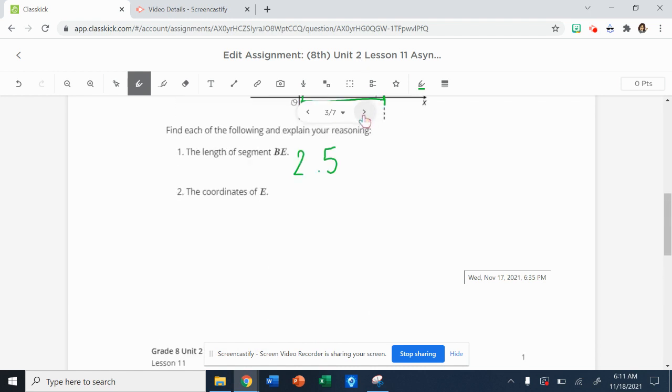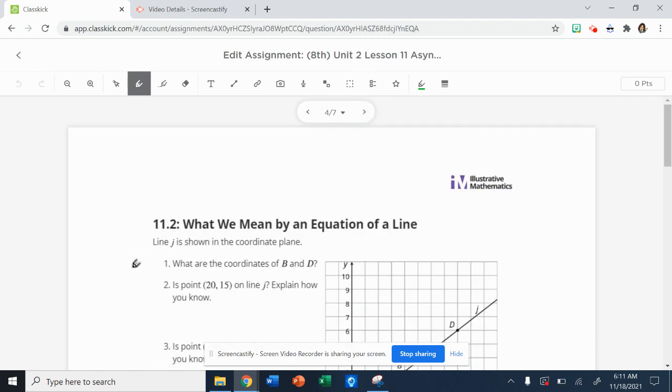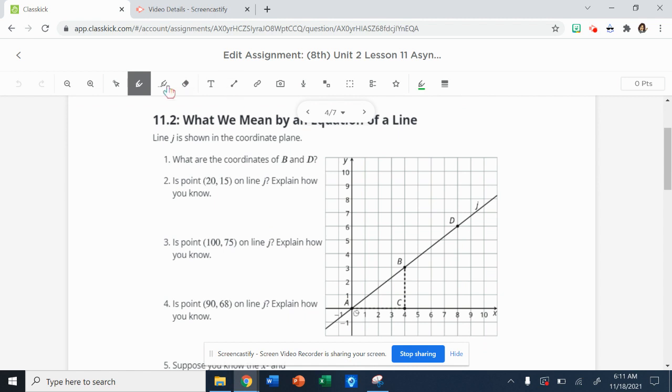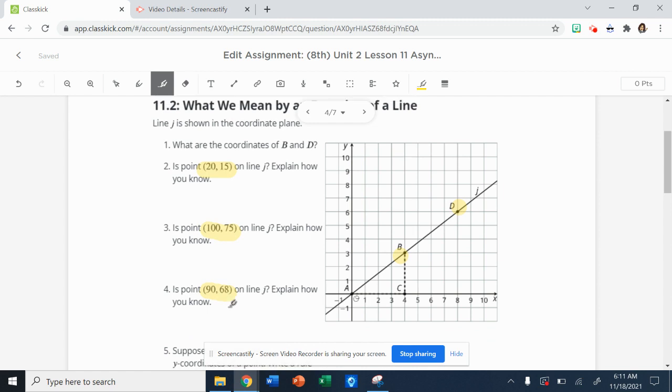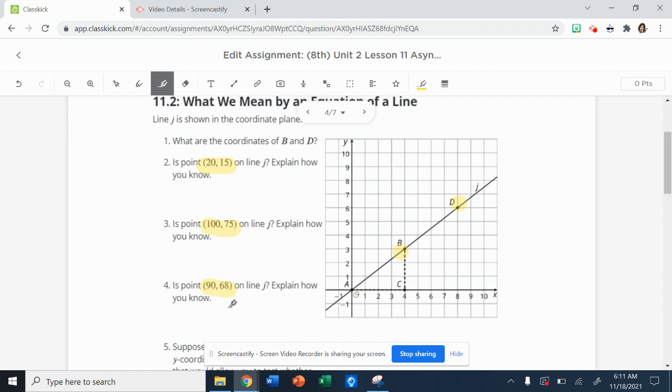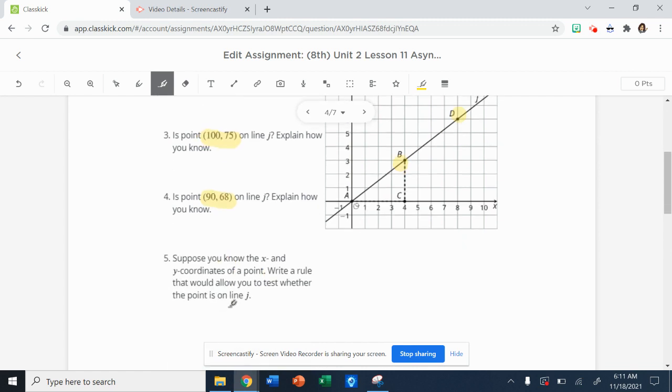Now, on slide 4, line J is shown on the coordinate plane, and line J is this entire line. It says, what are the coordinates of B and D? Is the point 20, 15 on line J? Is the point 1, 7.5 on line J? And is the point 90, 68 on line J? I want you to go ahead and pause this video and give 11.2 a try.